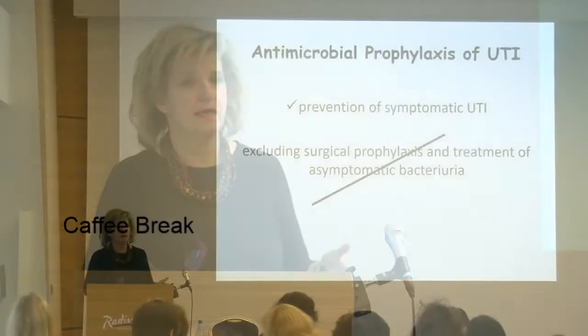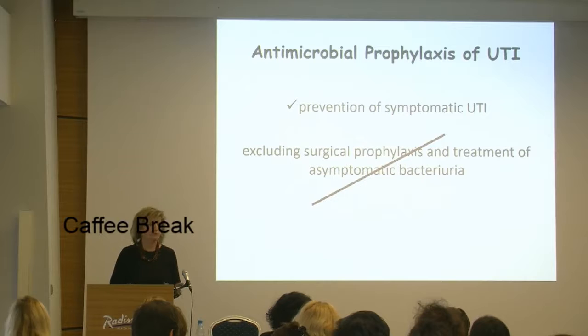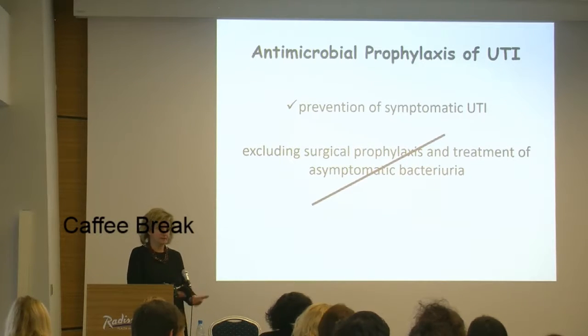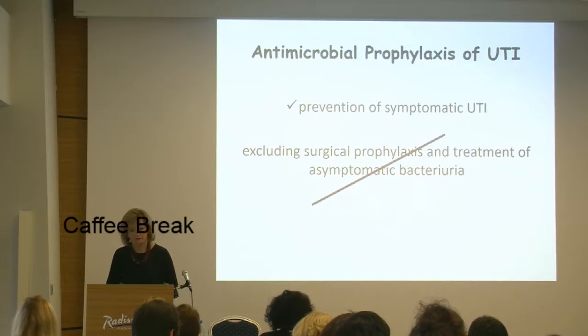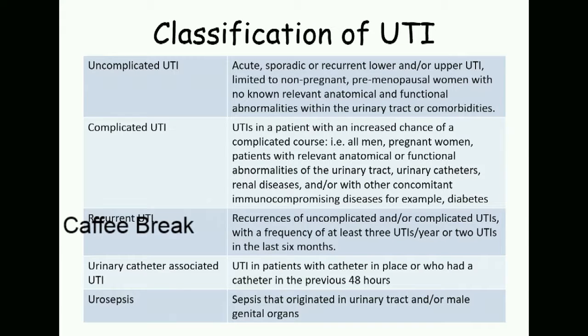And I will also not talk about surgical prophylaxis in urology. It was also partly covered yesterday when Matea spoke about the treatment of asymptomatic bacteriuria before the procedures, including, of course, urinary tract surgery, because in this situation we would like to lower the bacterial load and decrease the risk of infection. So the prevention of symptomatic UTIs.